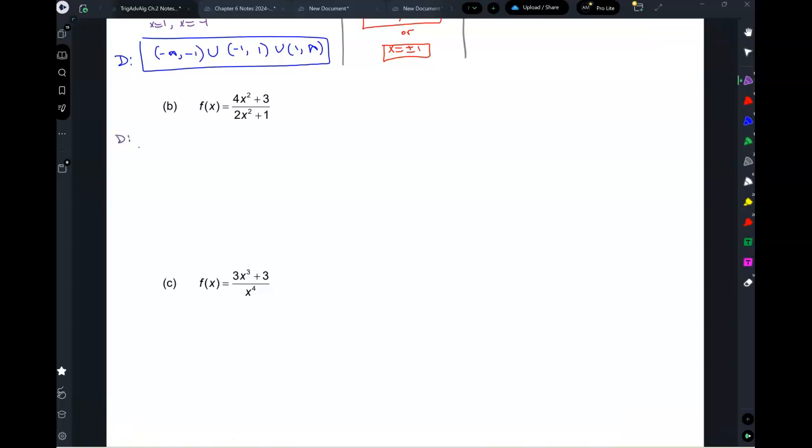Okay. This one, domain. We take the denominator, set it equal to 0. So this isn't like a perfect square, so we can't factor it. So it's going to be 2x squared equals -1. Take a square root. Oh, no, not take a square root. That's premature. Divide by 2. X squared equals what? -1/2.